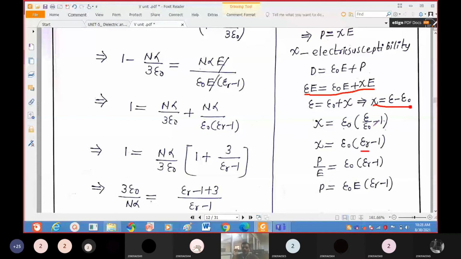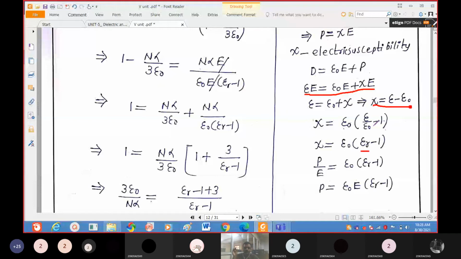So polarization is nothing but this: if you apply an electric field, or place the dielectric material inside the electric field, that material becomes polarized. That means the charged particles are separated.